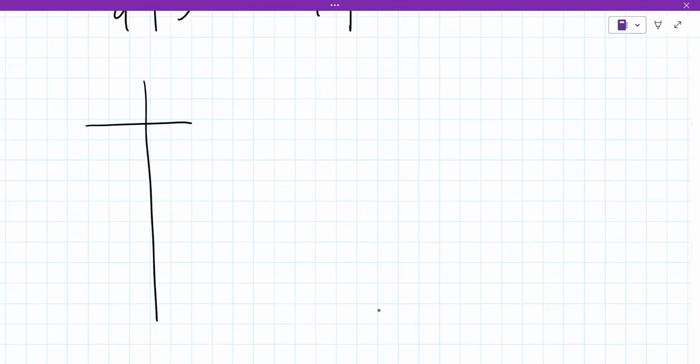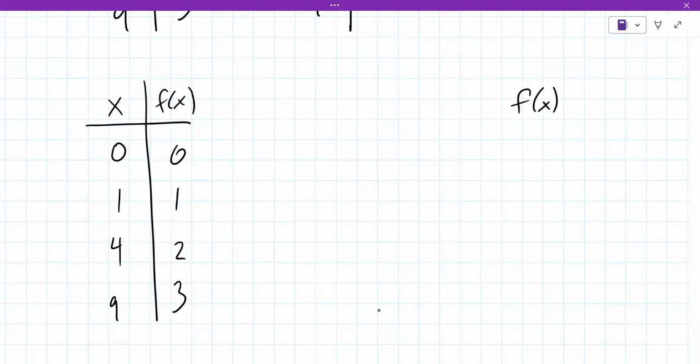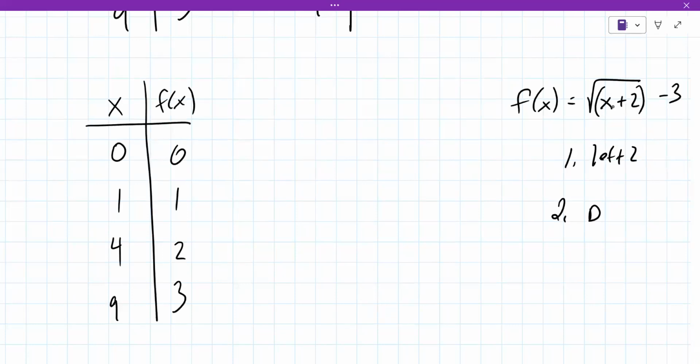So now these can also be paired up together. Again, I'll give you the parent function here: 0, 1, 4, 9; 0, 1, 2, and 3. And let's say f of x is the square root of x plus 2, minus 3. So this has two transformations. Inside parentheses means left or right. This is left 2, and then down 3. The left 2 affects the x value, so you're subtracting 2 from each x value. Down 3 means you're subtracting 3 from each y value.